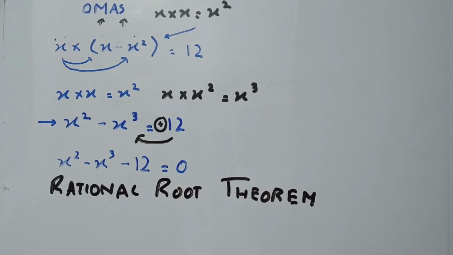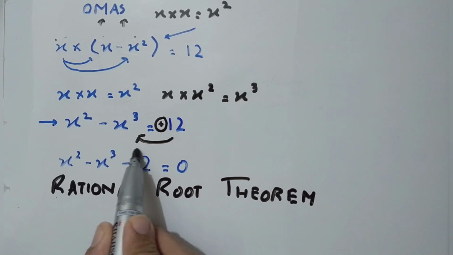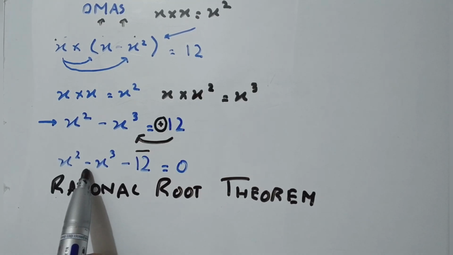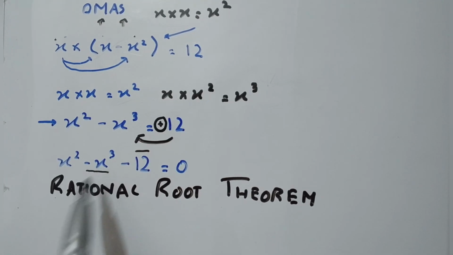The rational root theorem basically tells us that the possible values for x, or the solutions, are the factors of the constant term, let me highlight the constant term, divided by the factors of the leading coefficient. The factors of the constant term divided by the factors of the leading coefficient. When we combine the factors of both, we get multiple values.